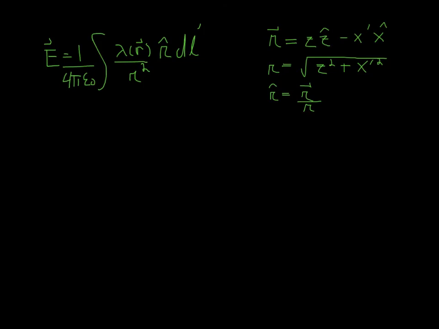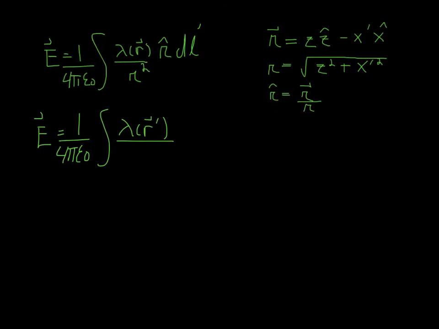It's a little handier. It's not terribly important, but I can rewrite the generic equation as 1 over 4 pi epsilon naught lambda. All right, and here's what I'm going to do: I'm going to plug in this general quantity for r hat.